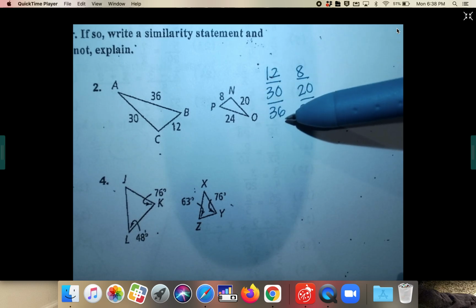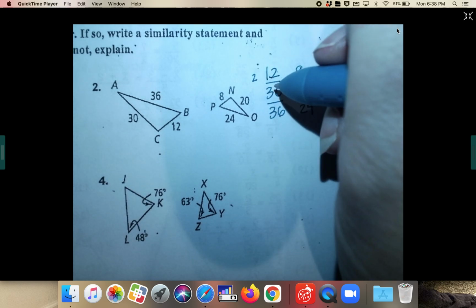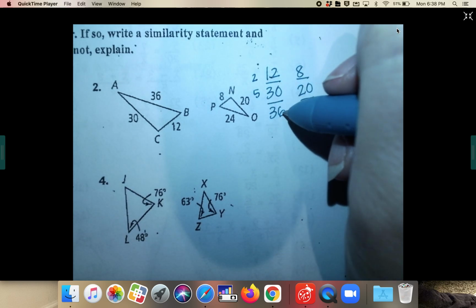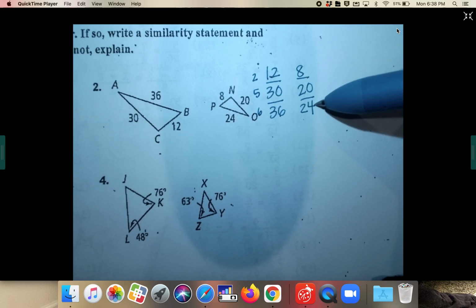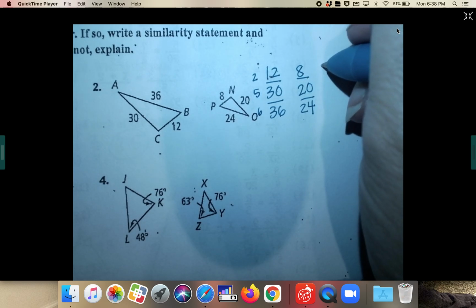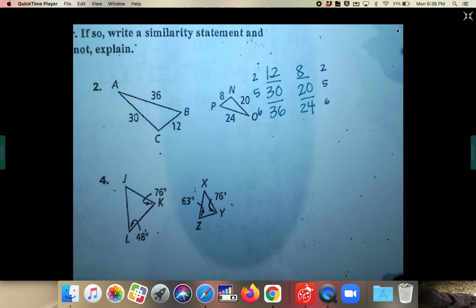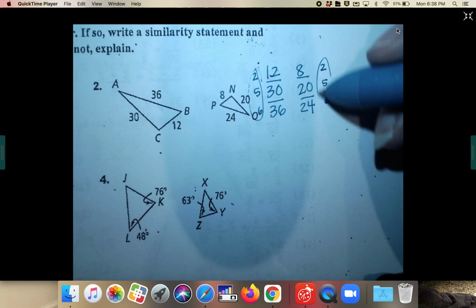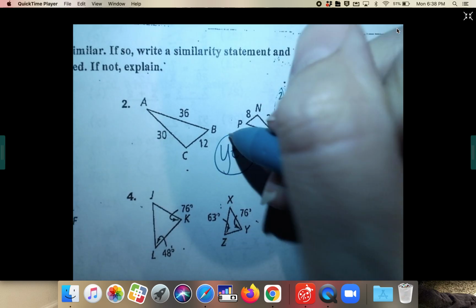12, 30, and 36 each divide by 6, which would make this one 2, 5, and 6. Each of these divide by 4, which would make them 2, 5, and 6. 2, 5, and 6 is the same scale factor as 2, 5, and 6, so this one is yes.